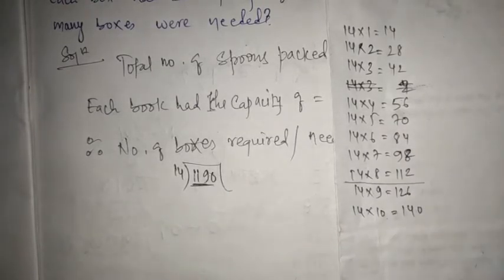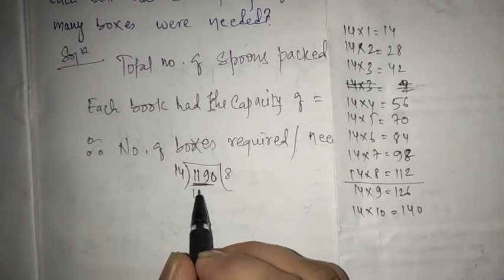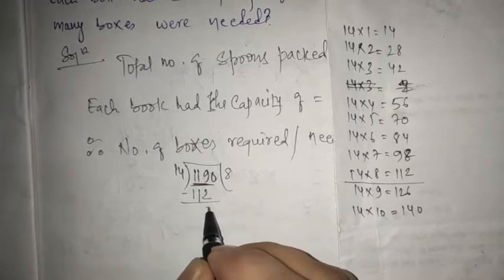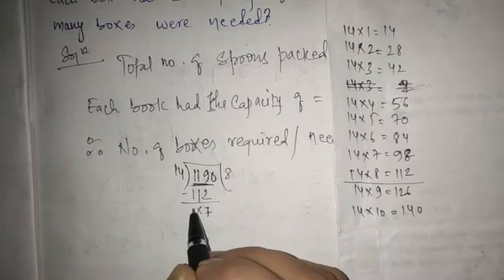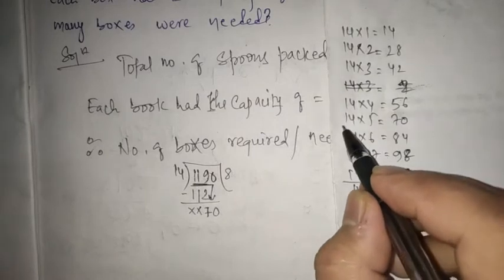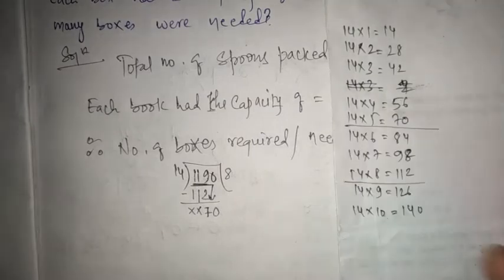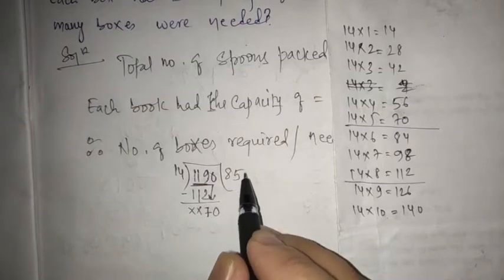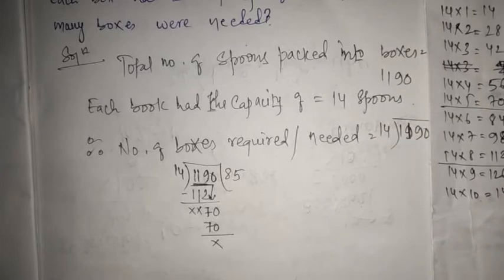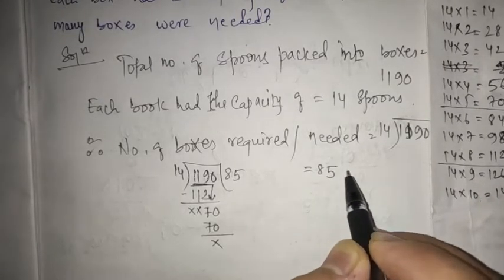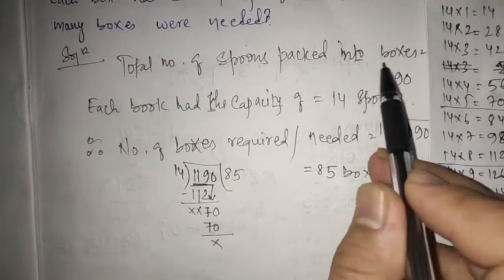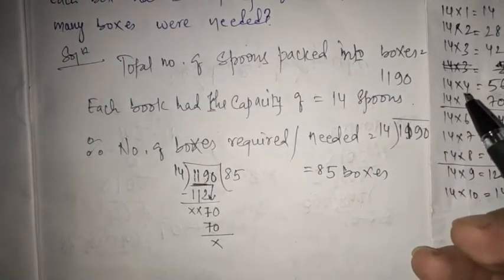14 8s are 112. Okay, so 9 minus 2 is 7. 11 minus 11 is 0. So this 0 will come down. So now what number is appropriate? 14 5s are 70. So what do you think? What is your answer? So the number of boxes required is 85 boxes to hold all the spoons, that is 1190. All right.